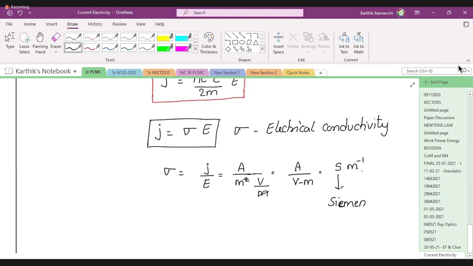Clear? Understood? So this is how you interpret your electrical conductivity. For a small electric field applied, if more charge per unit volume is going, then we say the conductivity of the material is high.